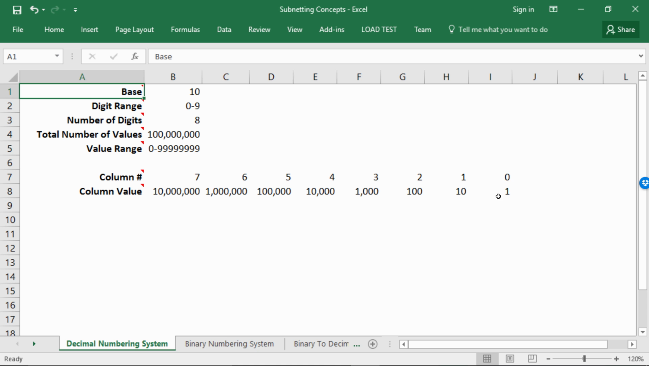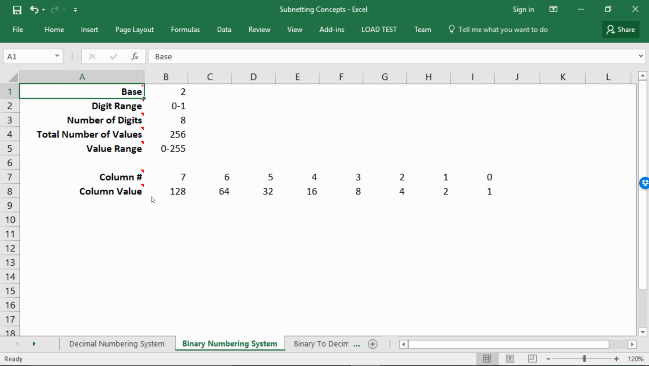So 10 to the 0 is going to be 1. Any number to the 0 is 1. 10 to the 1 is 10, or the base itself. 10 to the 2 is 100, 10 to the 3 is 1,000, etc. as we work our way across the page. Let's jump over and see the binary numbering system now.